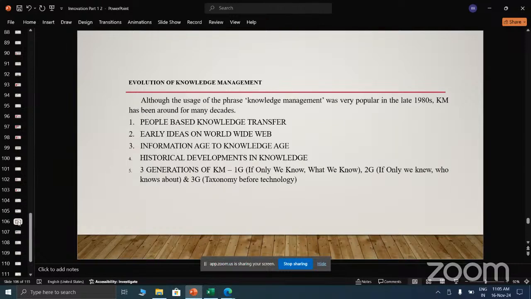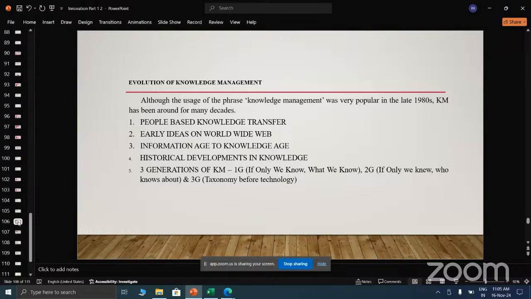Now let's look at the evolution of knowledge management. The phrase knowledge management was very popular in the late 90s. Knowledge management has been around for many decades, and the evolution took place as below. First was people-based knowledge transfer. Next, early ideas of the World Wide Web, that is the internet. Next, the information age or knowledge age. Next, the historical developments in knowledge, and the three generations of management.